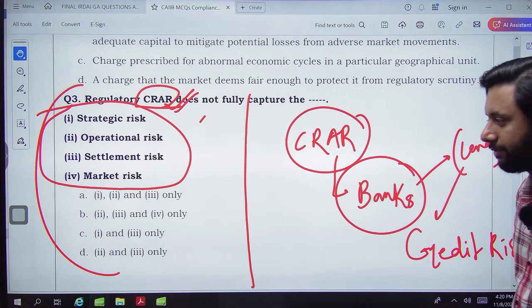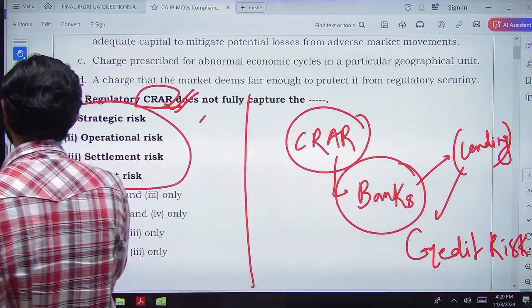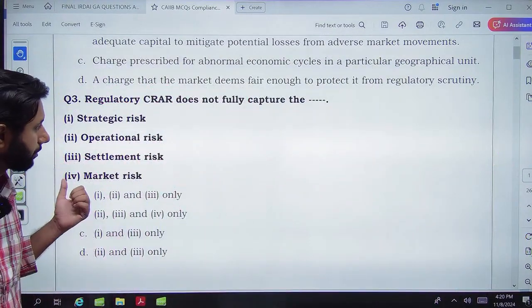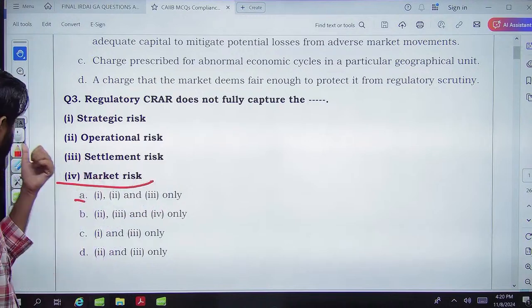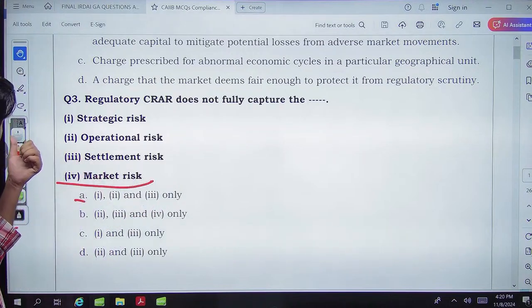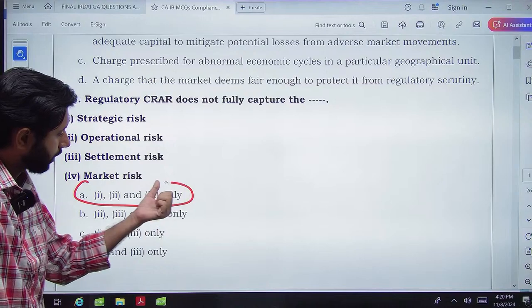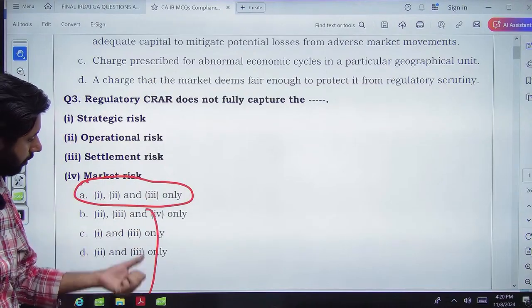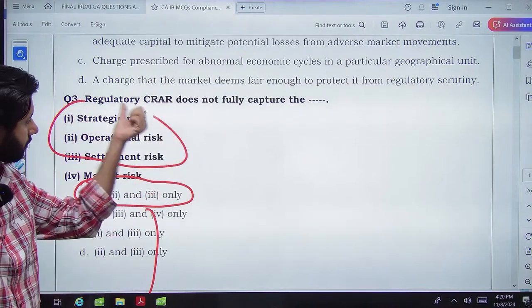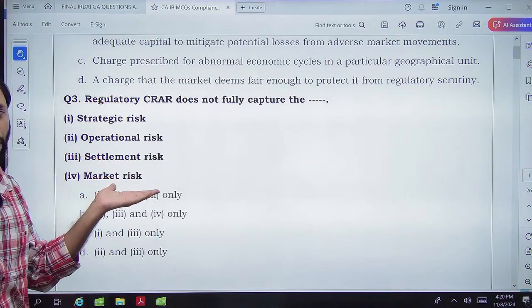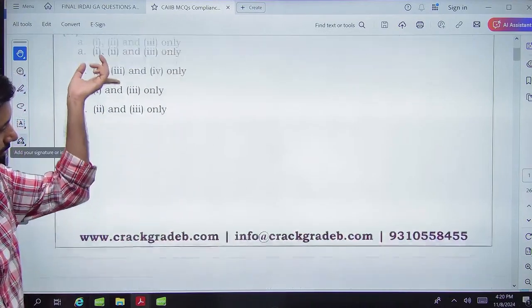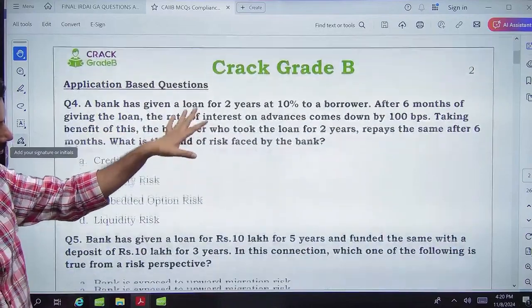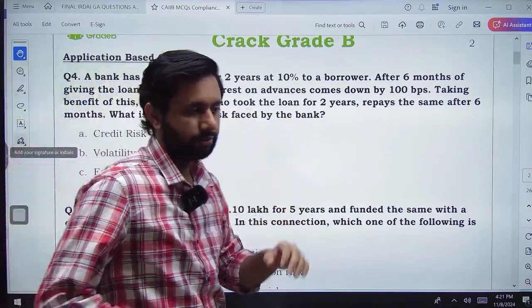And then we also have debt securities, which are susceptible to debt risk. So 1, 2, and 3 are the correct answer. If we eliminate 4, these 3 risks are not fully captured by it. So again, those were the direct questions.